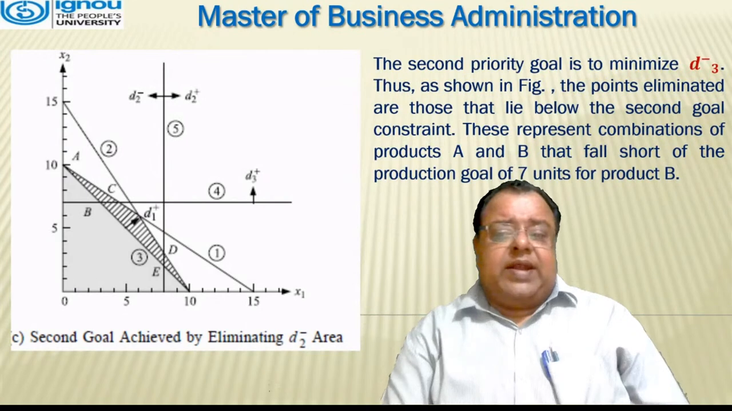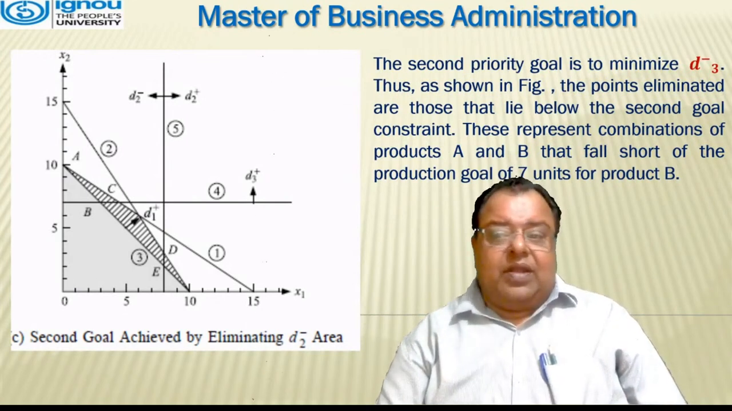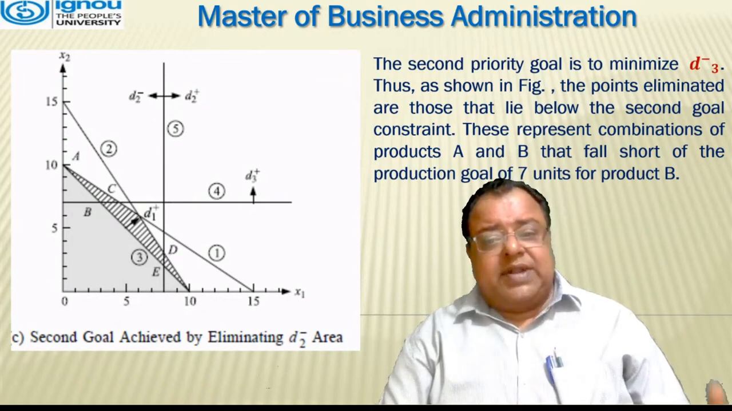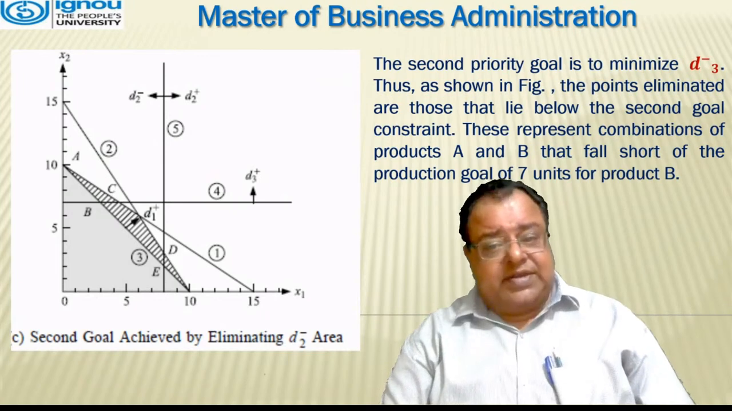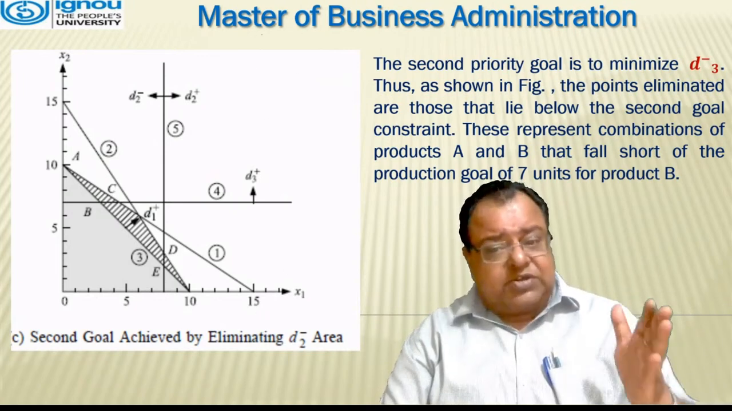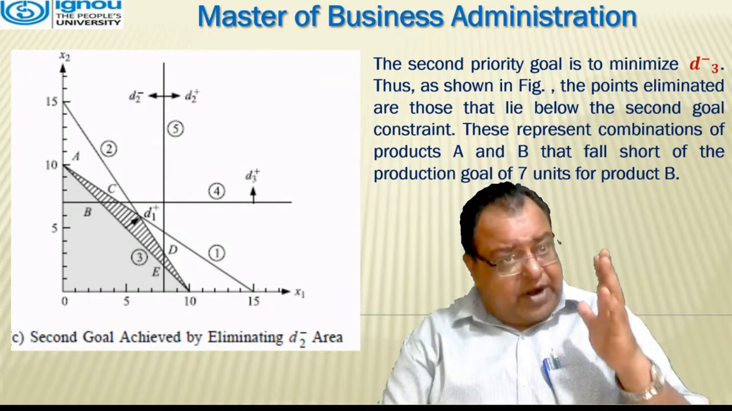The second priority goal is to minimize d3 negative. As shown in the figure, the points eliminated are those that lie below the second goal constraint. These represent combinations of products A and B that fall short of the production goal of 7 units of product B.